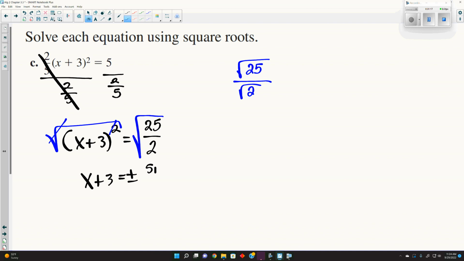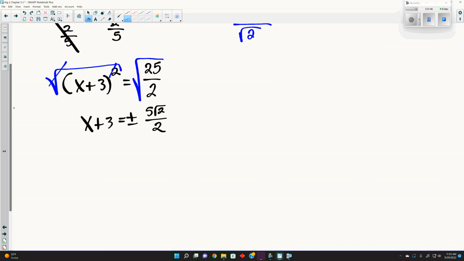5 square root 2 over 2. All right, guys, focus back up here. Because we split it up so that we could have it in radical form. So the calculator will split it up into radical form for us. Any other questions on how we got to this point here?